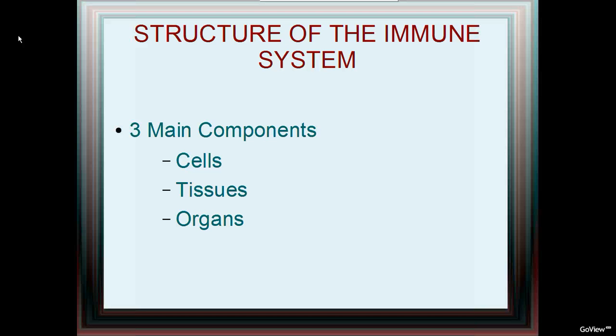When we look at the overall structure of the immune system, there are three main components that create the system. These are cells, tissues, and finally organs. These three components can further be broken down into smaller parts by various types of cells, tissues, etc. And the first thing we're going to look at are the various types of cells found in the immune system, and we're going to look at each of their specific job and purpose.